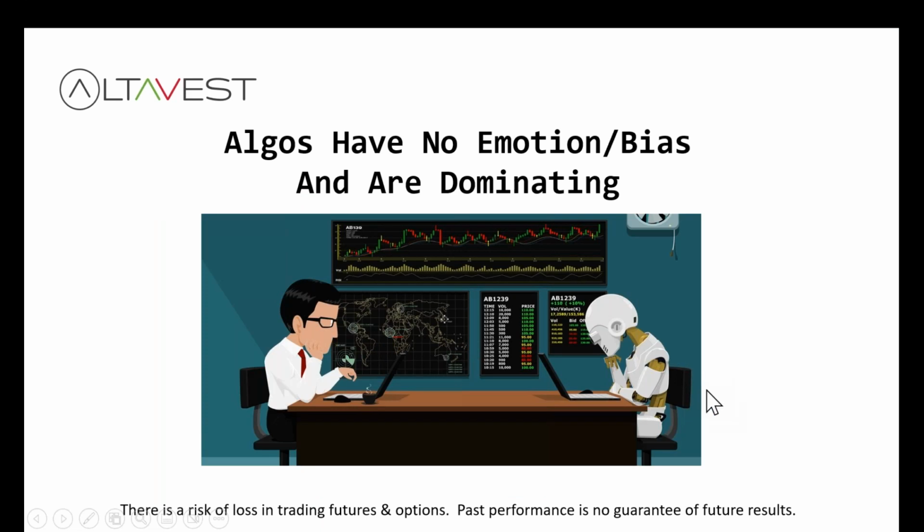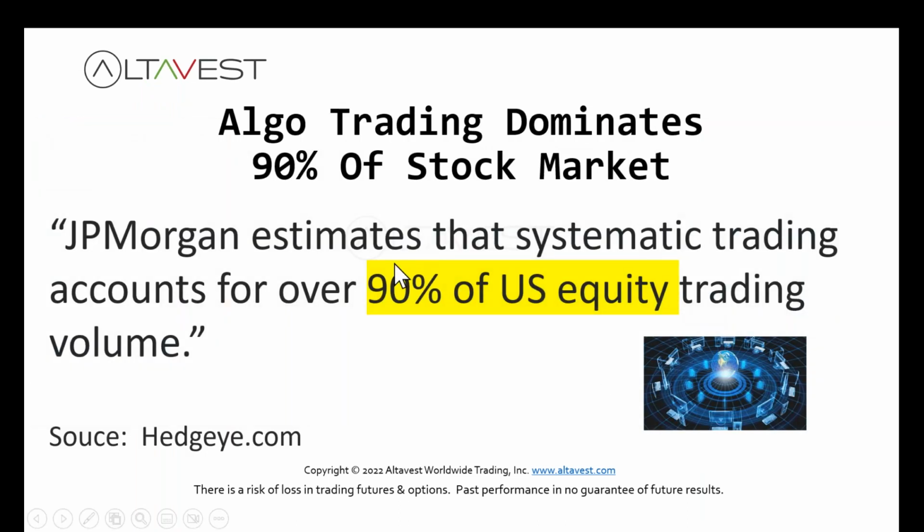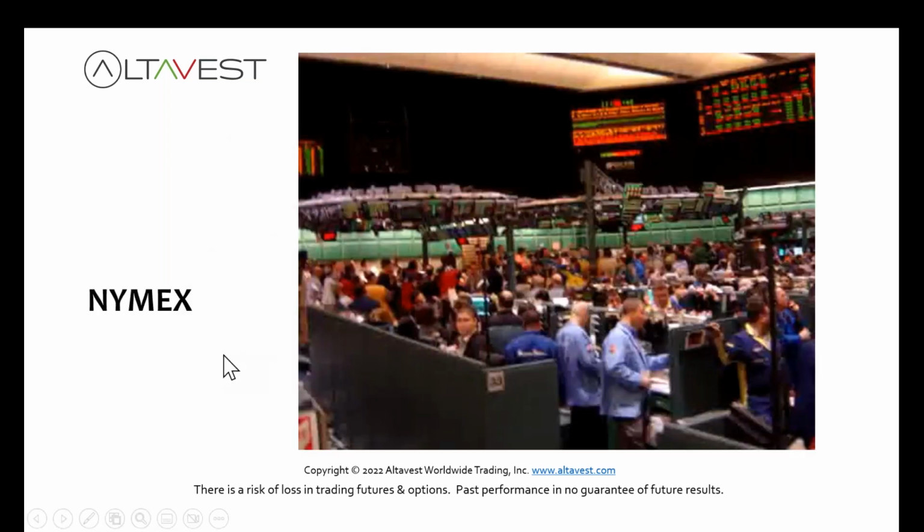Remember, the reason algos have an advantage oftentimes is because they're non-emotional and they are dominating the stock market. According to JP Morgan, 90% of US equity volume is algorithmic or high frequency trading or proprietary trading, whatever you want to call it, machine trading. So this is where we are, folks, in this revolutionary stage of trading. Your competition isn't others just like you sitting on their machine somewhere trading. It's really a machine, not necessarily a person.